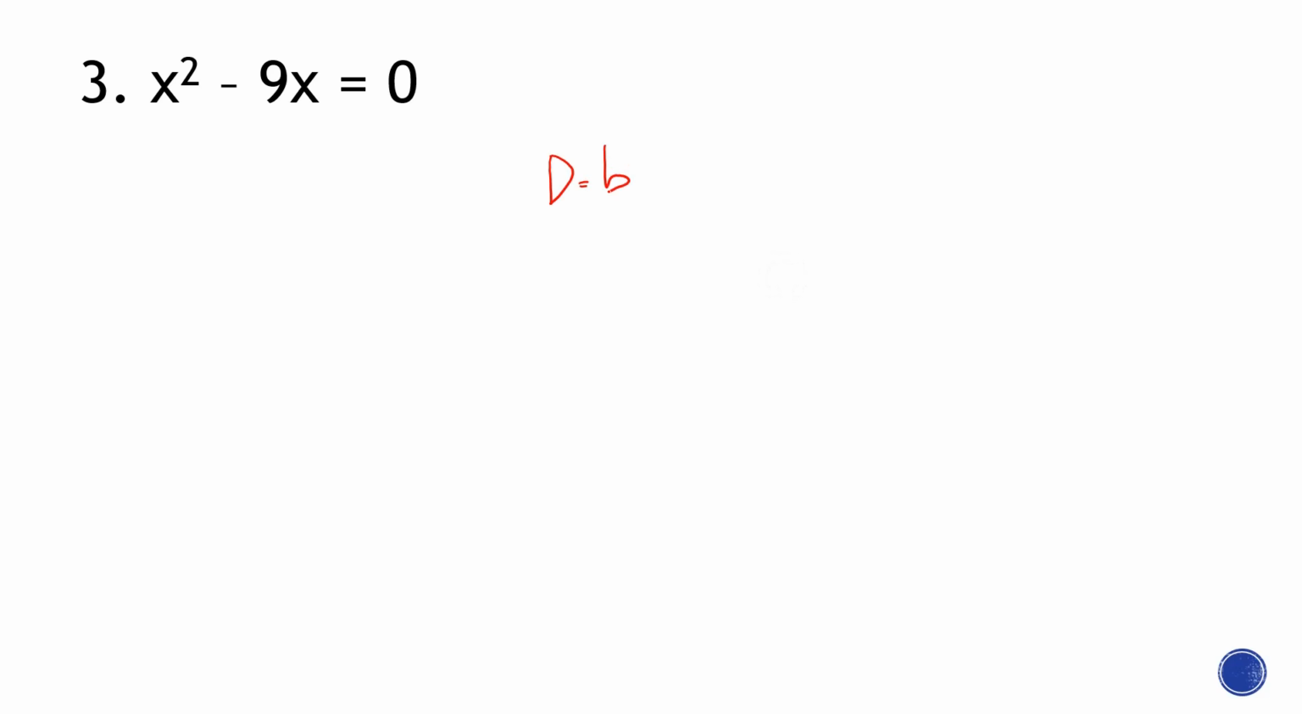Again, I will write the formula here. Identify A, B, and C. A is the numerical coefficient of the leading term, or the x squared term, that's 1. B is the numerical coefficient of the x term, that's negative 9 here. And C is the constant. There's no constant here. No, there is. That's 0. There you go. Okay, so what's the next step? Plug them in the formula.